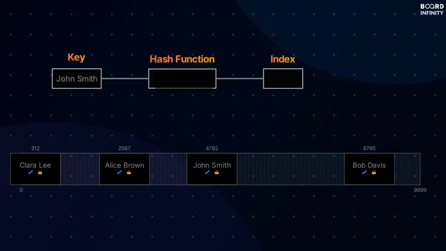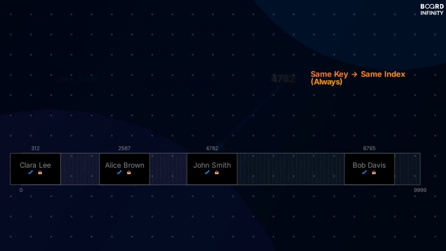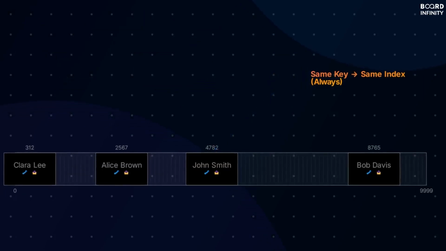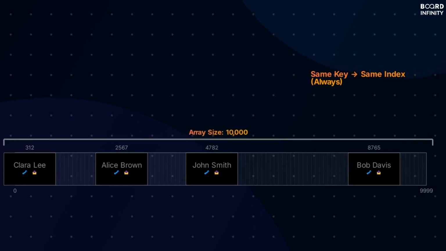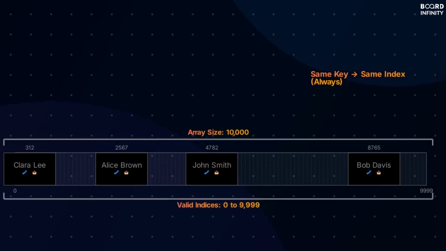This consistency is fundamental. It means that whenever you need to retrieve John Smith's data, the hash function will always point you to the exact same location in the array, making data access incredibly efficient. And this is the power of hashing, a direct, computed link to your data. The hash function ensures that no matter the input, the output index will always be within the defined array boundaries, preventing errors and ensuring data integrity.